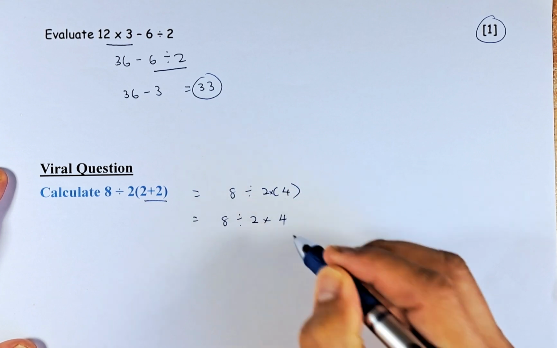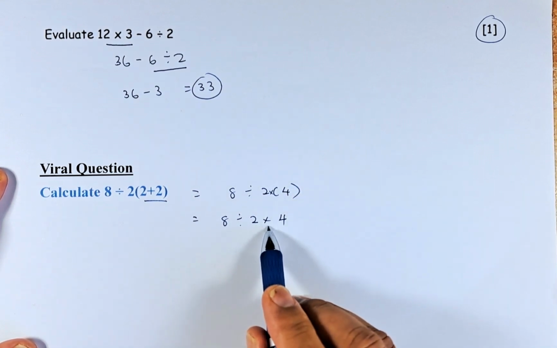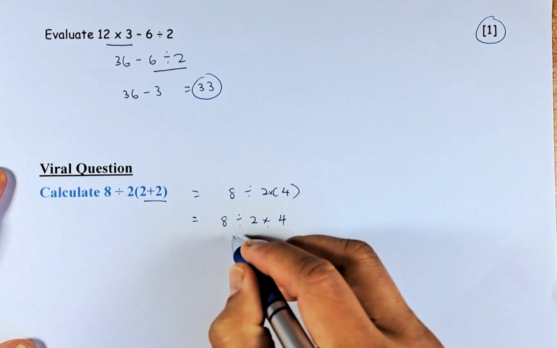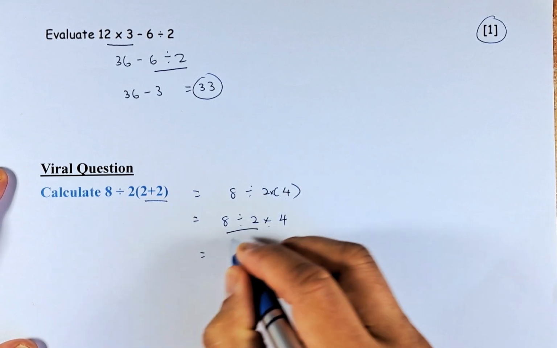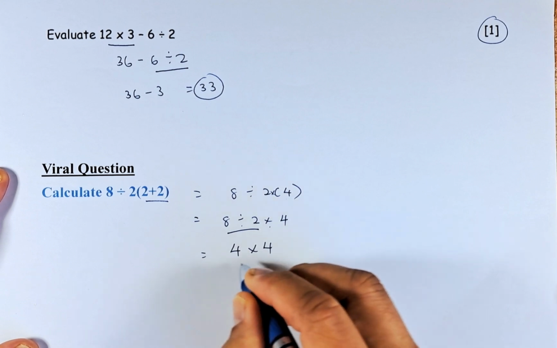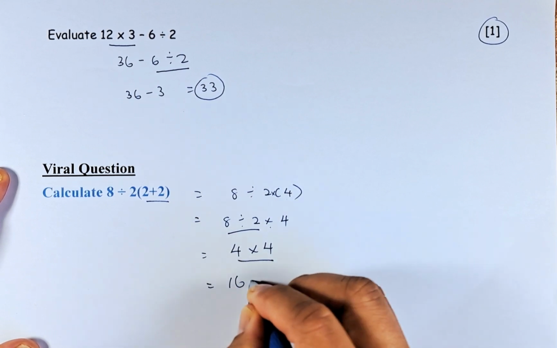Now you have divide and multiply. If you remember BEDMAS, multiply and divide have the same priority. So you go from left to right, you have to do the division first. So it's going to be 8 divided by 2 is 4, times 4. And then the last part is equal to 16.